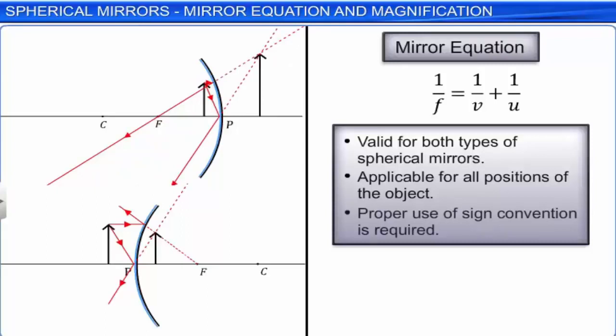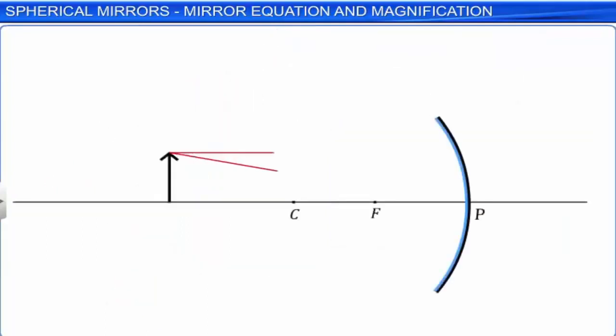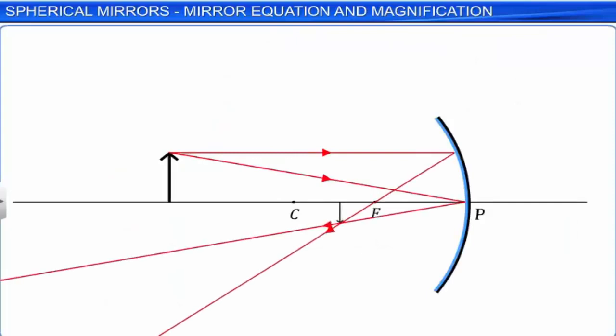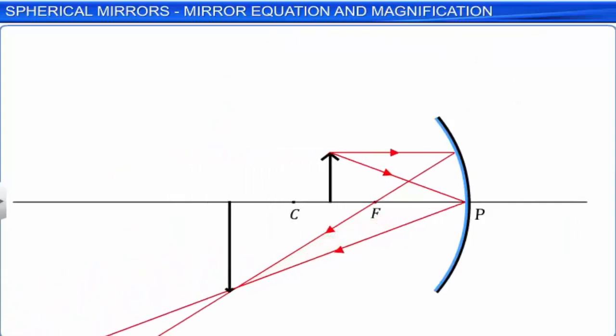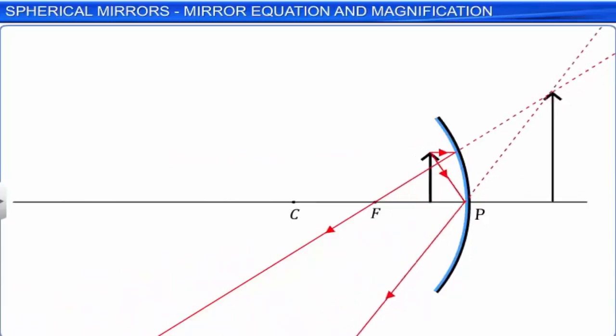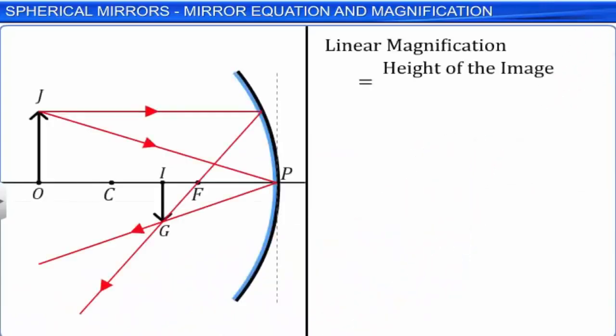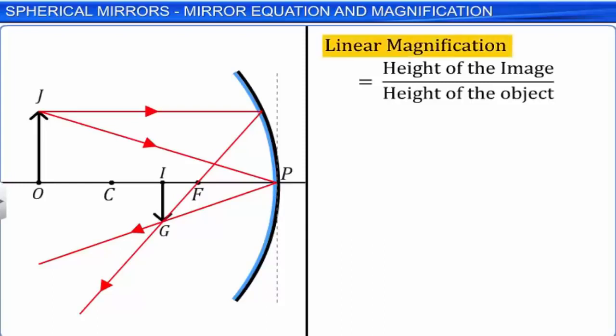We know that the size of the image formed by a spherical mirror depends on the position of the object. The ratio of the height of the image to the height of the object is defined as the linear magnification and is denoted by M. If H is the height of the object and H dash is the height of the image, then M is equal to H dash by H.